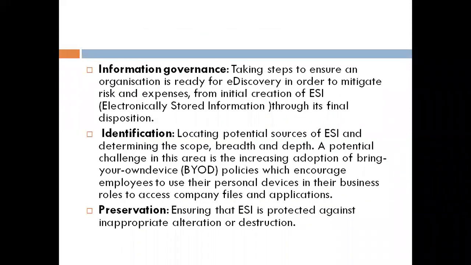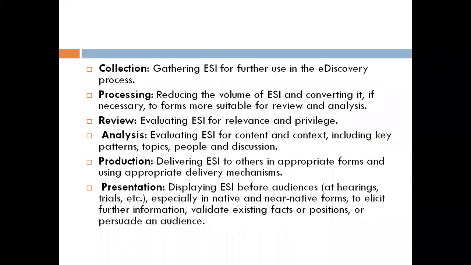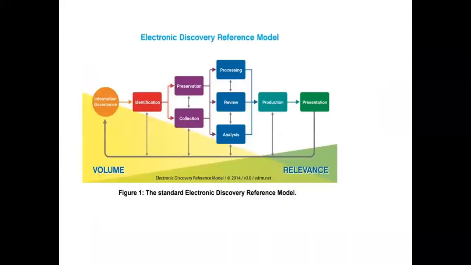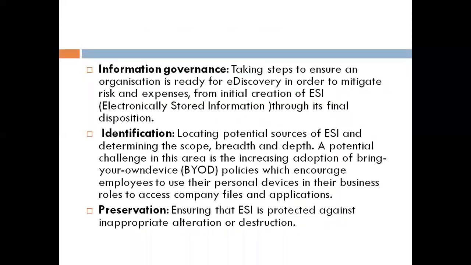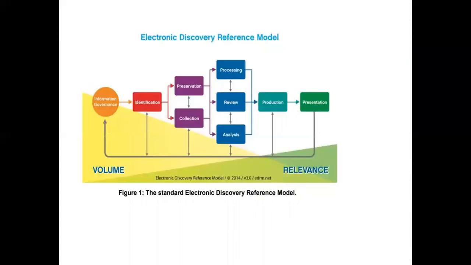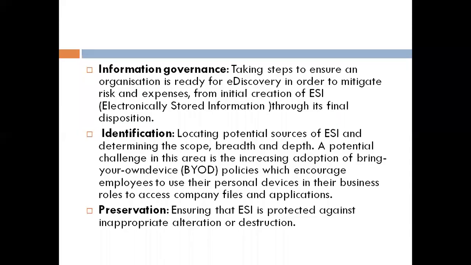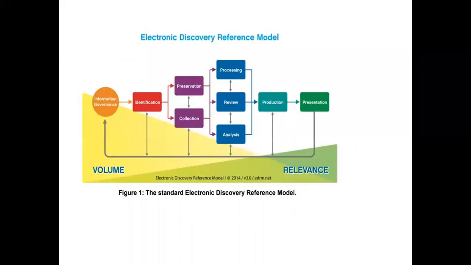Next, going to this step-by-step process. Here, information governance is the first step. As I told, it means taking steps to ensure an organization's information is managed. First, information is gathered through electronically stored information, ESI. All the risks, expenses, what will be done, what the process is, everything will be stored in this one.